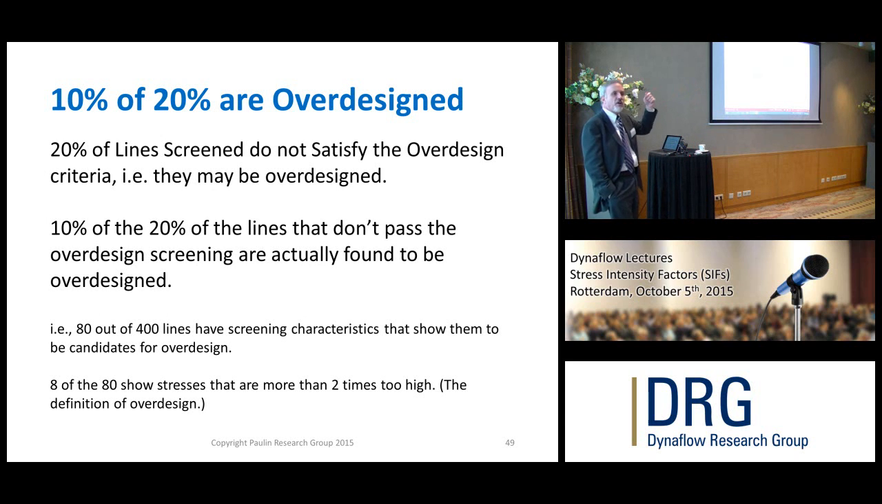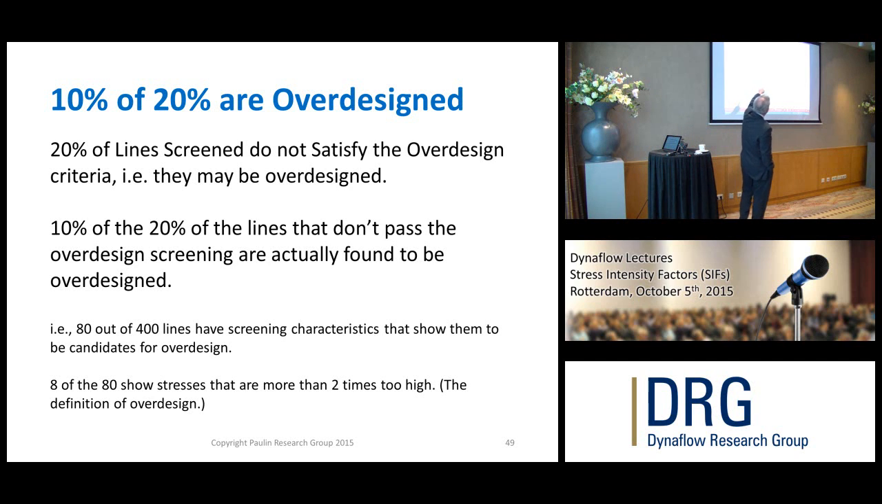So this is the ratio for over-design. 10% to 20% are over-designed. What that means is that 20% of the lines screened won't satisfy the criteria for over-design. The criteria for over-design is that you think the stresses are twice as high as they really are. So that's just a crude definition of over-design. So 80 out of the 400 lines will screen for over-design, and 8 of the 80 will show that you're using stresses, or think you've got a stress, that's twice as high as what you really have. So that's about the percentage distribution that we think is going to occur due to over-design rules.